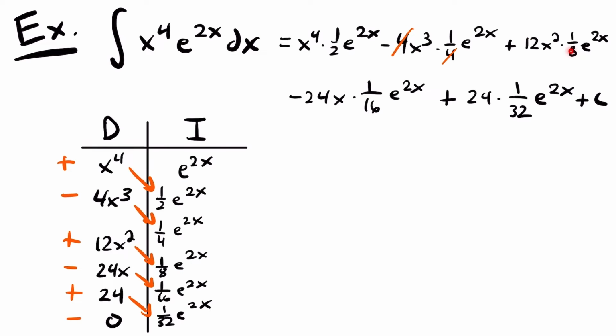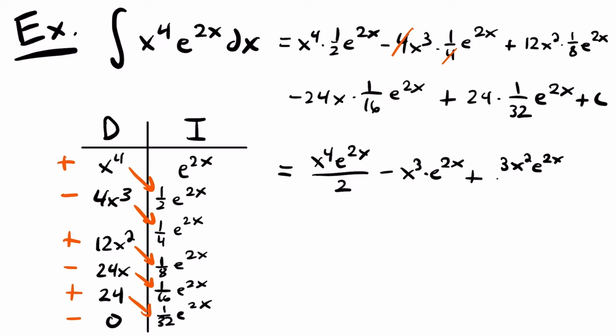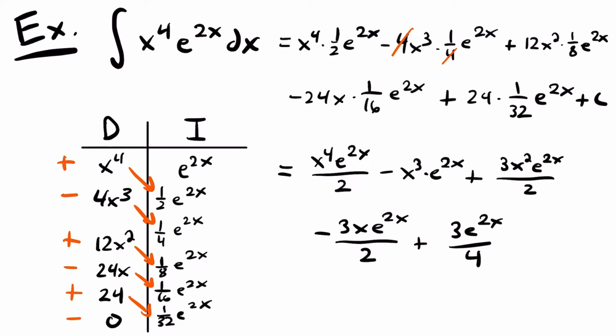And then 12 divided by 8 will reduce to 3/2. 24 divided by 16 will also reduce to 3/2. And then 24/32 will reduce to 3/4. So our final answer is that this integral is equal to x to the fourth power times e to the power of 2x divided by 2, minus x cubed times e to the power of 2x, plus 3 times x squared times e to the power of 2x divided by 2, minus 3x times e to the power of 2x divided by 2, plus 3 times e to the power of 2x divided by 4, plus c.